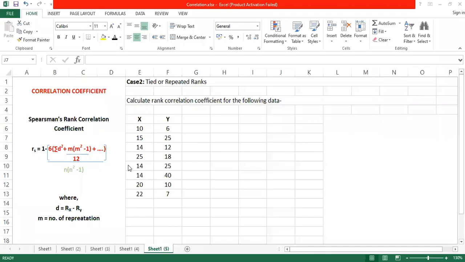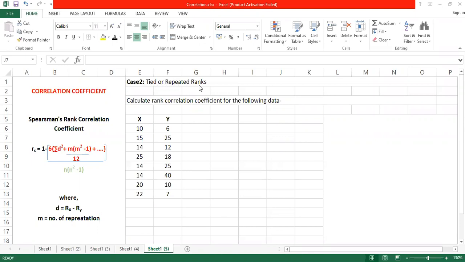Hi, this session is on correlation coefficient. We are precisely trying to find out or calculate the Spearman rank correlation coefficient. We have already discussed case 1 on Spearman correlation coefficient. This session is on case 2, which is on tied or repeated ranks.